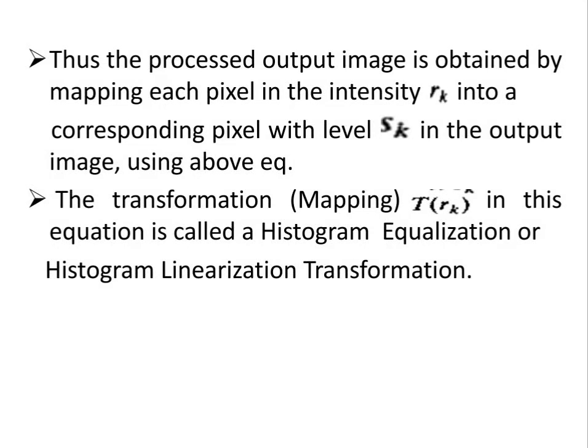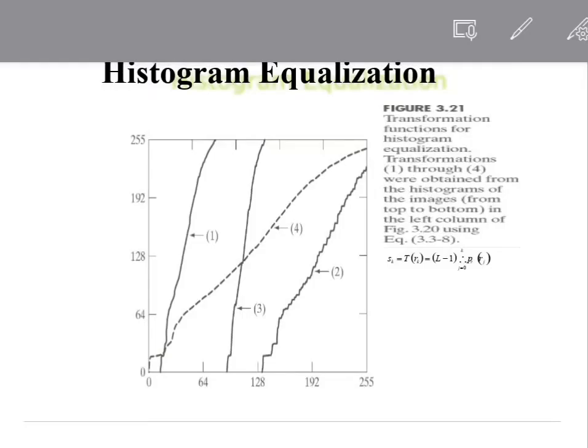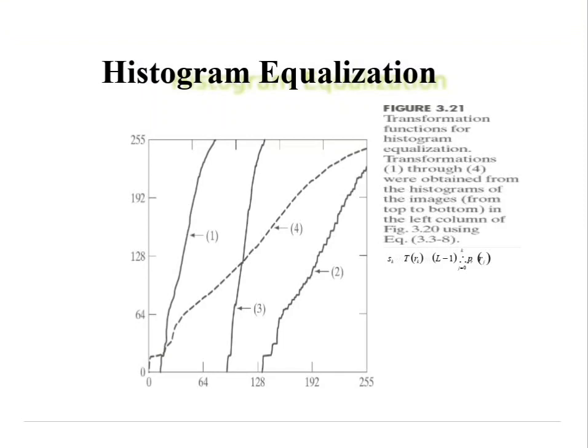It is not difficult to show that these transformations satisfy conditions A and B we already stated in the previous part of this section. This figure represents the transformation function for histogram equalization. Curves 1 through 4 are obtained from the histograms of the images, from top to bottom in the left column, by using the equation s_k equal to T(r_k), which is (L minus 1) times the summation of j equal to 0 to k of p_r(r_j).